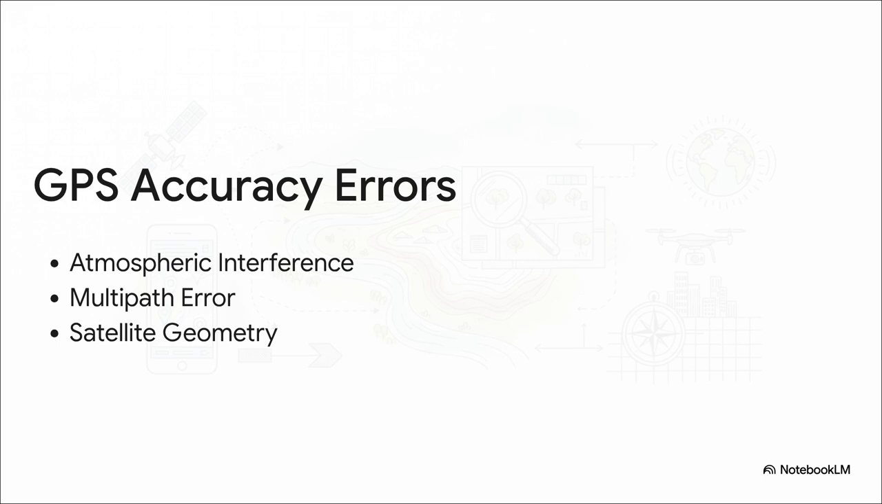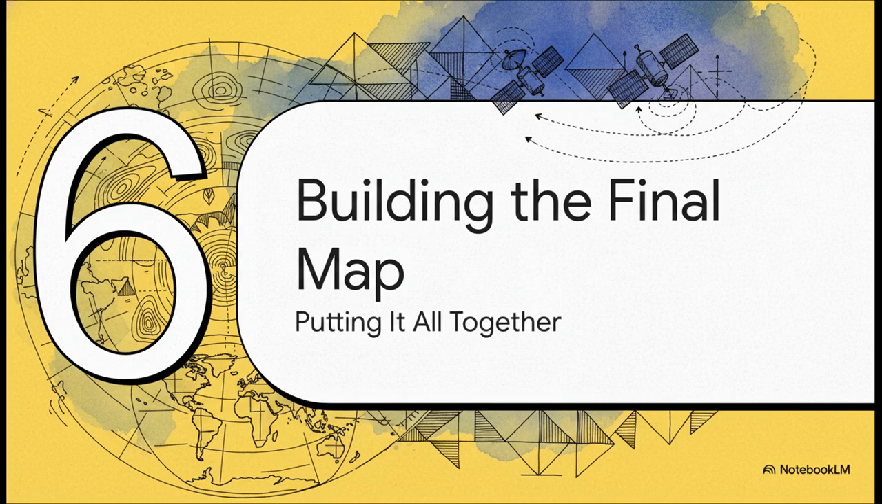Finally, if all the satellites your phone can currently see are clustered tightly together in just one corner of the sky, the geometry is weak, making the whole calculation much less accurate. And finally, Section 6, Building the Final Map.